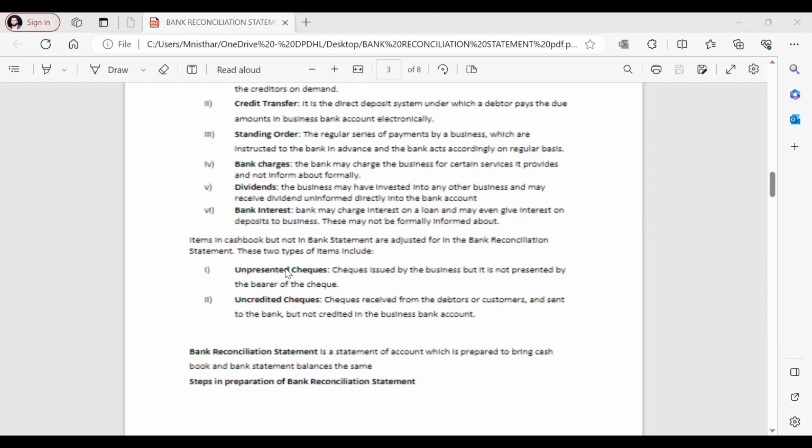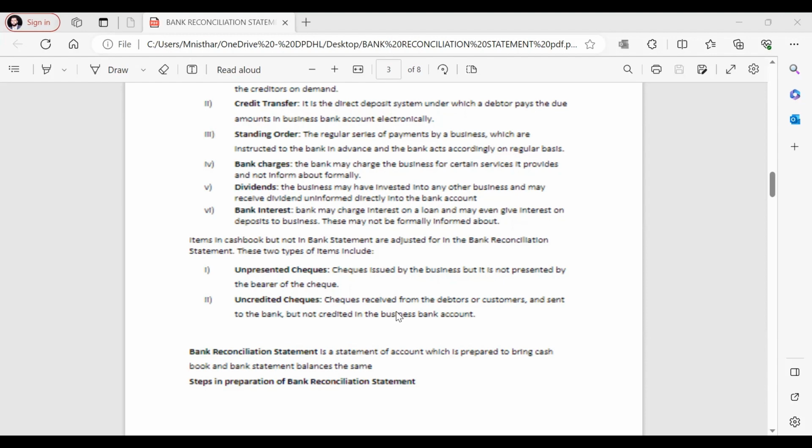Okay. Next we have uncredited, which we normally call unrealized checks. Unrealized checks are checks received from debtors or customers and deposited at the bank, but not credited in the business bank account. We have received the check from the debtor and deposited it in the bank, but the bank has not deposited the money in our account. The money is still not credited to our account. That is known as an unrealized check.